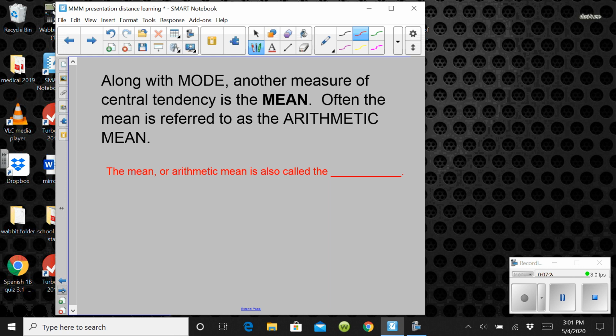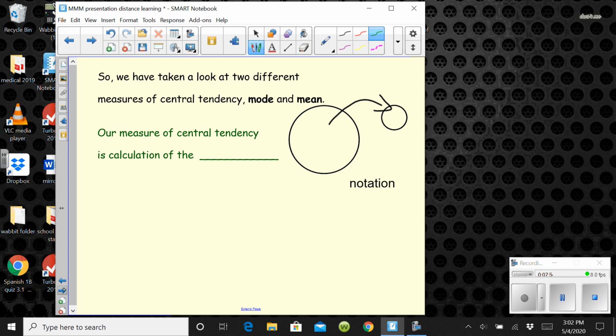So along with the mode, the most commonly occurring value, we also have the mean. Technically, the mean is the arithmetic mean, but we say mean. And quite often, we don't even say mean. We say the average, right? So the average is the mean. And I'm not going to insult you because I already know that you know how to find the average of a bunch of numbers, right? Add them up, divide by however many numbers there are.